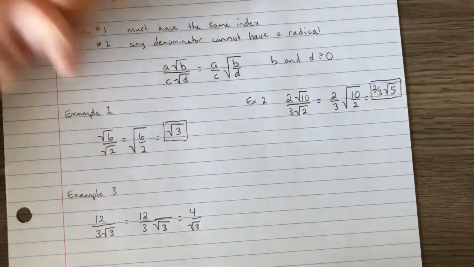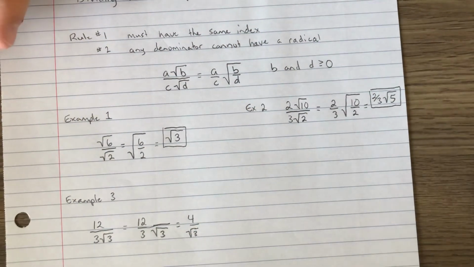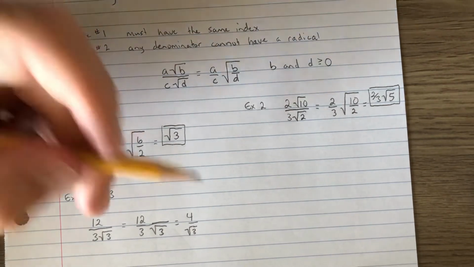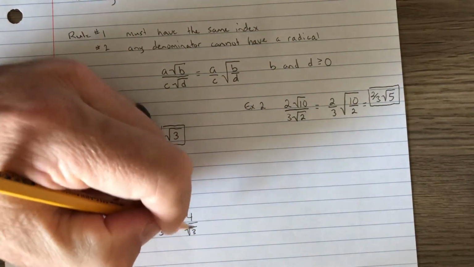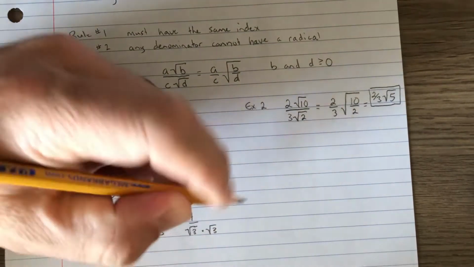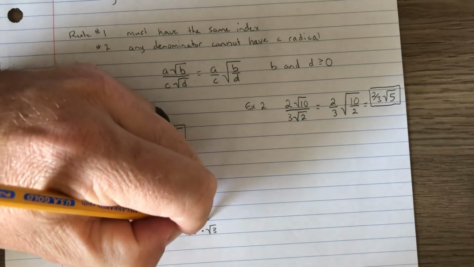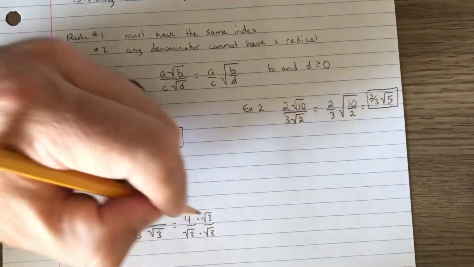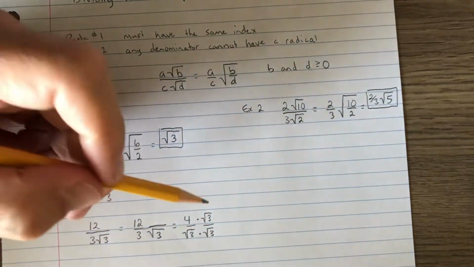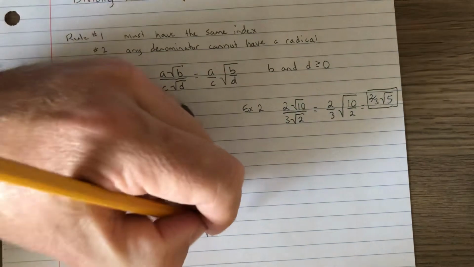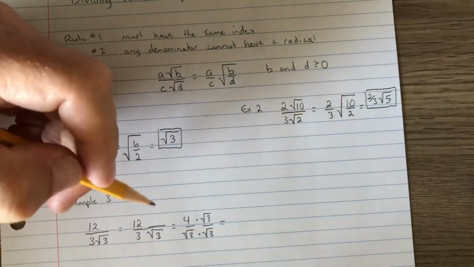Now, if you remember from up above, the rule said that we cannot have a radical in our denominator. The way to fix that is to multiply by the exact same radical. So we're going to multiply by the square root of 3. We're not changing the value because we're multiplying square root of 3 divided by square root of 3, which equals 1. We're not changing its value, we're changing its look.